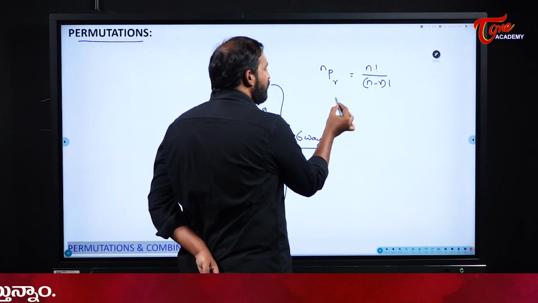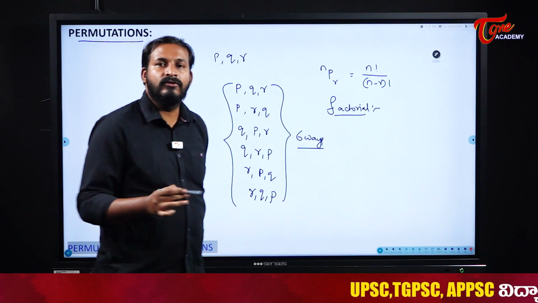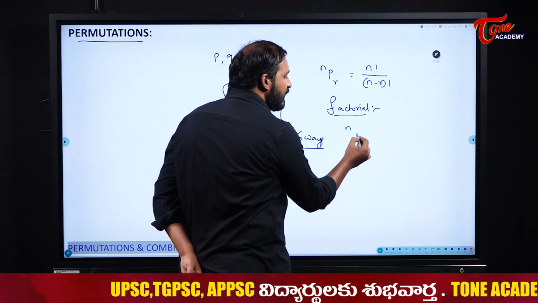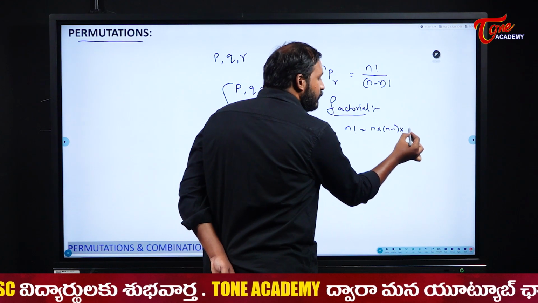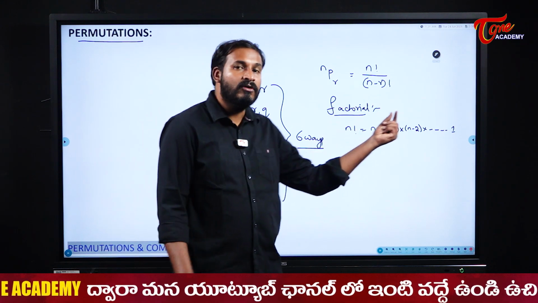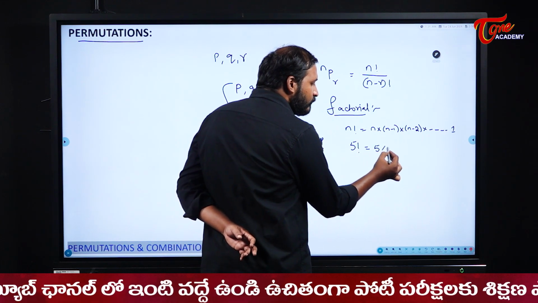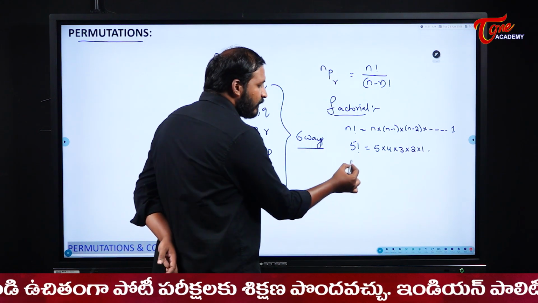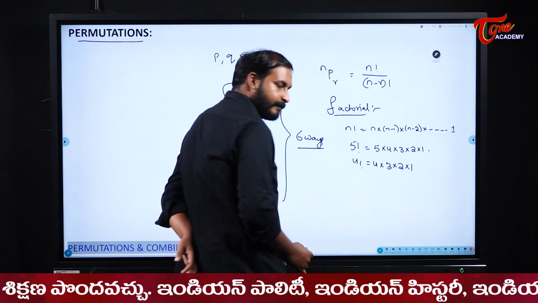Before going to this, what is factorial? Factorial is nothing but the product of the numbers from the given number down to 1, in descending order. For example, n factorial means n into (n minus 1) into (n minus 2) and so on up to 1. If I want to find 5 factorial, it is 5 into 4 into 3 into 2 into 1. Similarly, 4 factorial means 4 into 3 into 2 into 1.